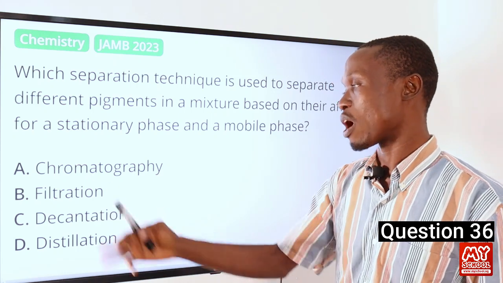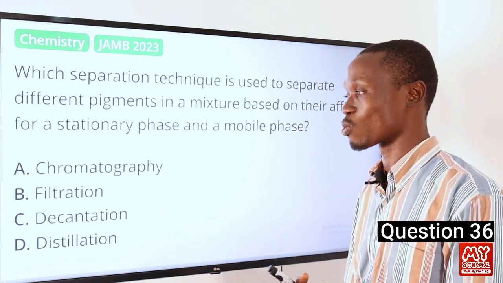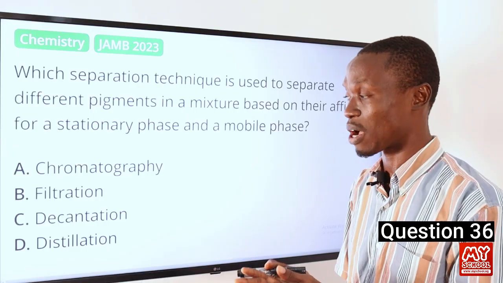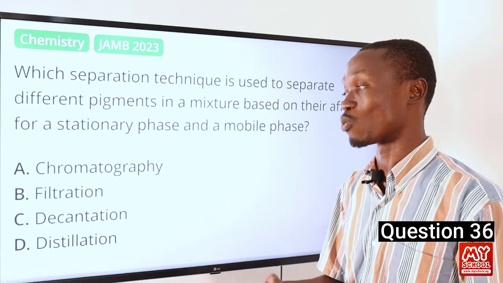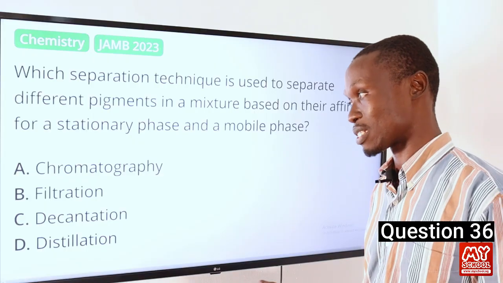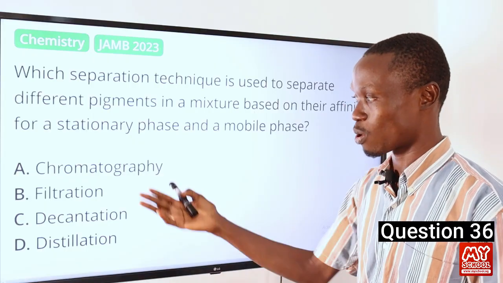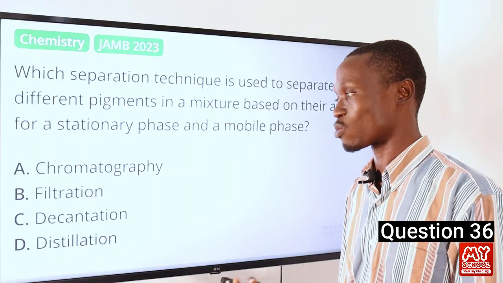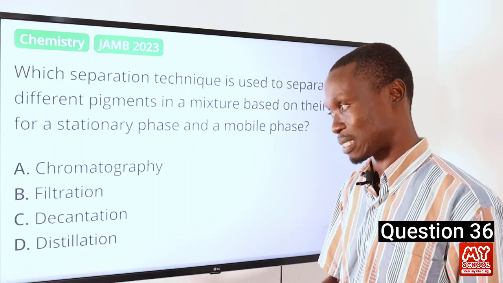So B, we have filtration. Filtration is used to separate between two immiscible substances. For example, if we have sand and water, we can filter the water out to get our sand. Then decantation too is almost the same thing as filtration. If I have a mixture of sand and water, I can as well decant the water off to get my sand back.